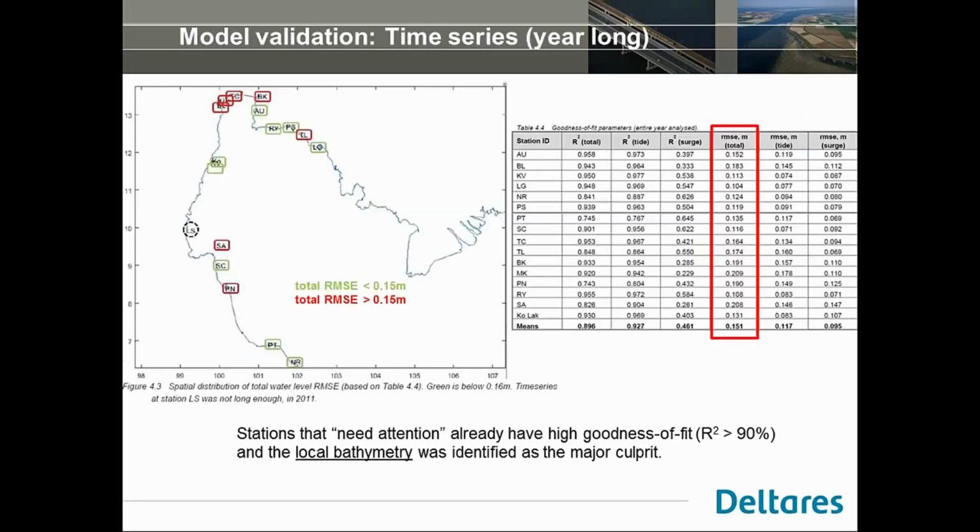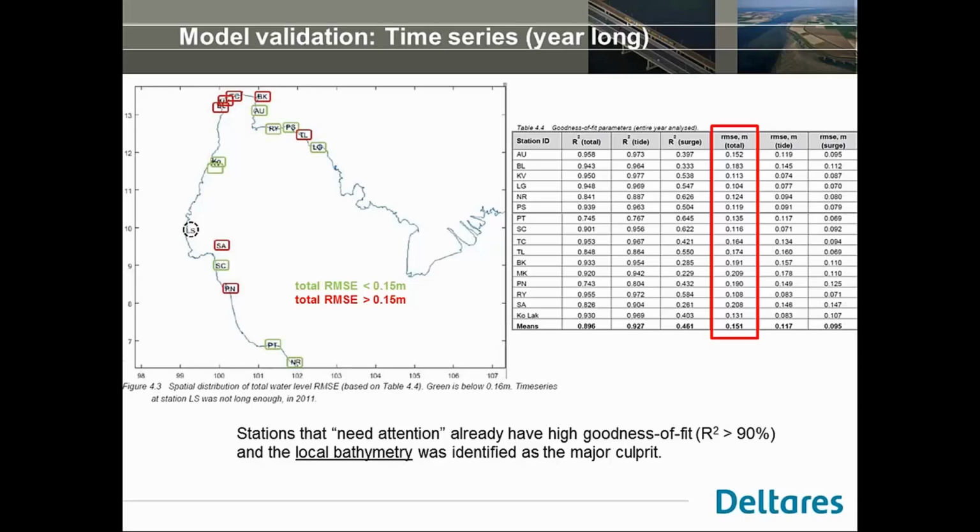In terms of model results, I have a couple slides showing the validation results. Here I show on the left a map with some colors. The green are the stations where we did best. In red, you have a slightly higher root mean square error. And then on the right, you see a table with this summary. Basically, I'm highlighting here the total root mean square error, which on average is just 15 centimeters.